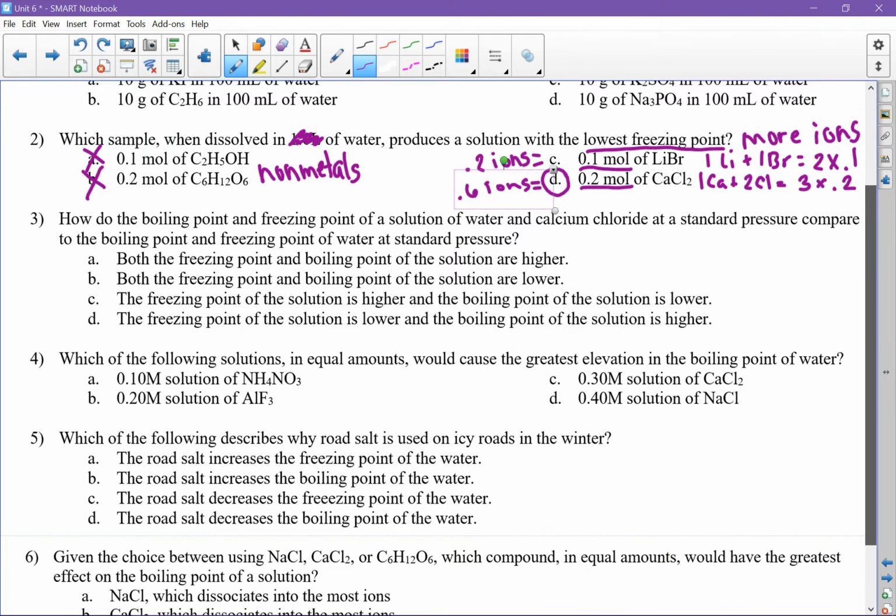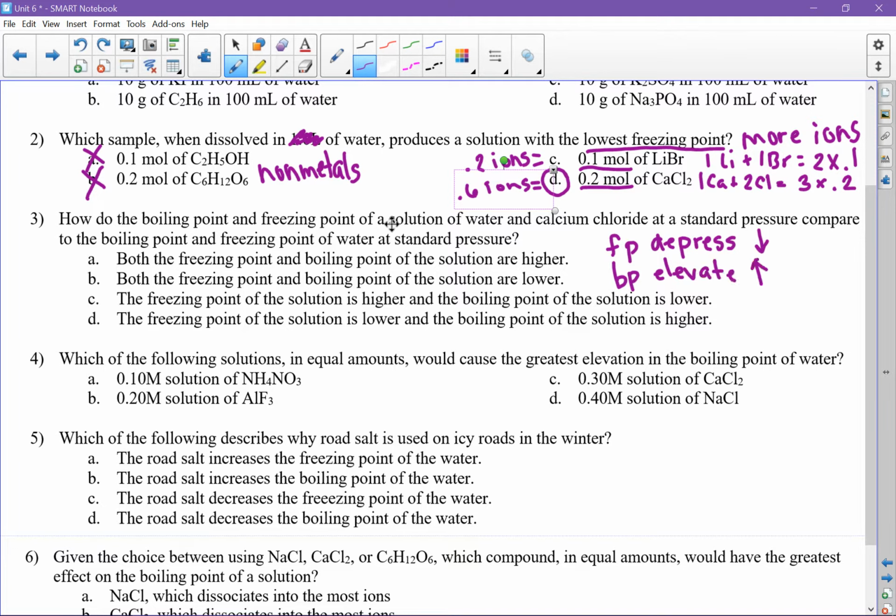Okay, so number 3 is about the boiling and freezing point. So we know that freezing point gets depressed, which means it goes down. And the boiling point is elevated, which means that it will go up.